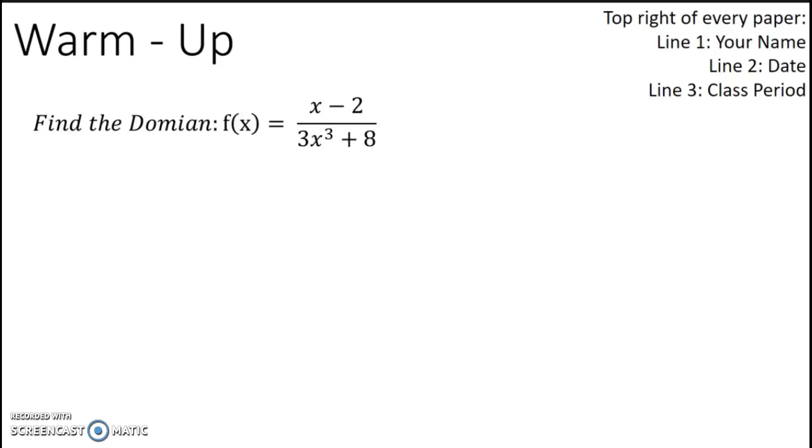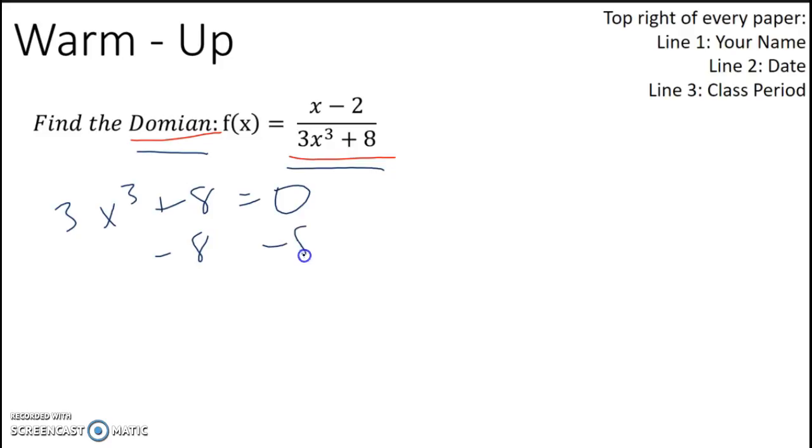For your warm-up, we're going to talk about domain real quick. Domain is the denominator. Sorry, I didn't mean to hit pause while I was changing pen colors, but I did accidentally. So domain comes from my denominator. I take my denominator, 3x cubed plus 8 is equal to 0. Subtract 8 from both sides. Then I have 3x cubed is equal to negative 8.